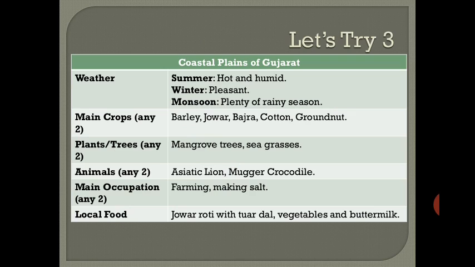So the weather of the coastal plains of Gujarat: summer is hot and humid, winter pleasant, and monsoon plenty, or rainy season. Main crops, any two: barley, jowar, bajra, cotton, and groundnut. Plants and trees, any two: mangrove trees and sea grasses. Animals, any two: Asiatic lion and mugger crocodile. Next is main occupation. The main occupations are first farming and second making salt. And next is local food: jowar roti with tuar dal, vegetable and buttermilk.